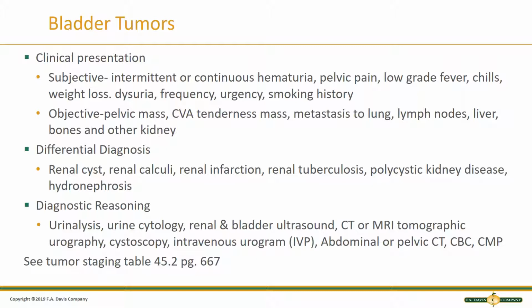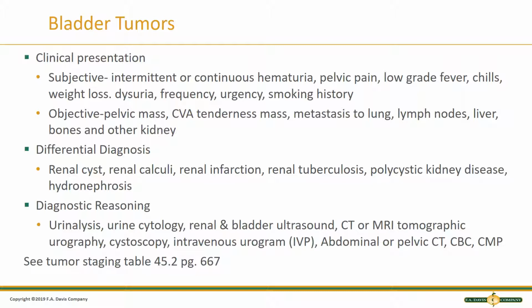Differential diagnoses here include renal cysts, renal calculi, renal infarction, renal tuberculosis, polycystic kidney disease, and hydronephrosis. In your diagnostic studies, certainly you're going to be doing a urinalysis, a complete urinalysis, maybe a urine dip in your office, likely going to be positive for hematuria. You may send the urine specimen off for cytology, which would show atypical or malignant cells.